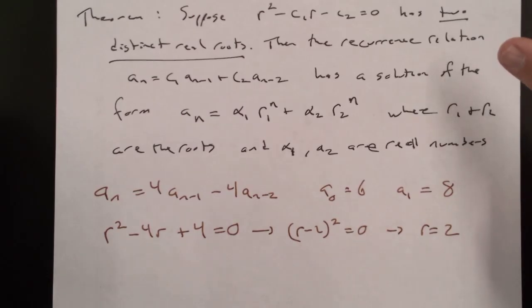Now I can't use this. This solution only applies in the case where I have 2 distinct roots. Now, why? When I came up with the 2 roots, I said, hey, look, this works as a solution. This works as a solution. And I can show each root, r to the n, worked perfectly as a separate solution. And then I could make combinations of them. But if I've got the same root twice, when I combine it, it's really the same thing, isn't it?